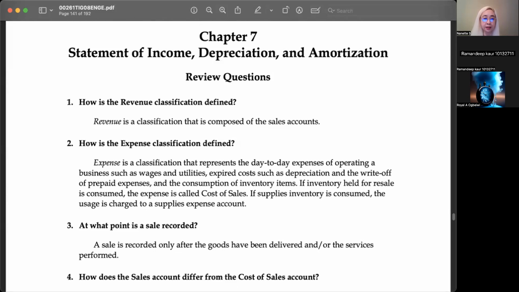So the next discussion is revenue and classification of expense. What is a revenue, Royal? Revenue is a classification that is composed of the sales account. Right. So revenue, obviously, it comes from sales, right?